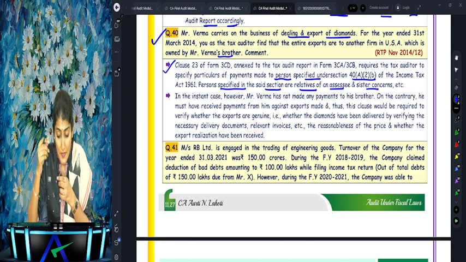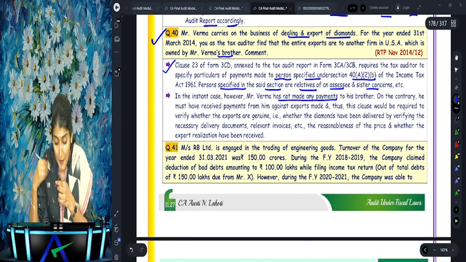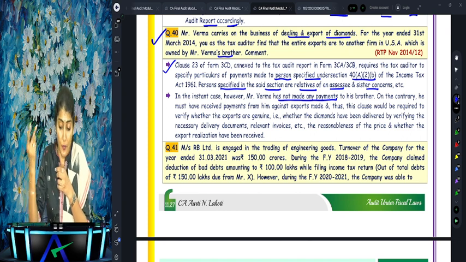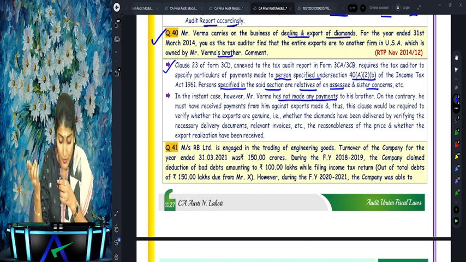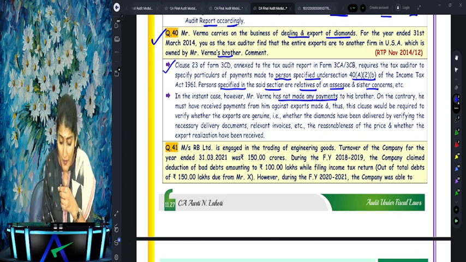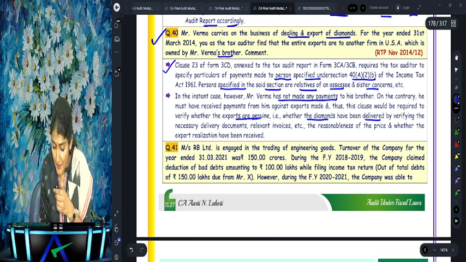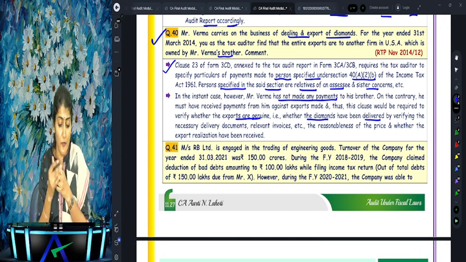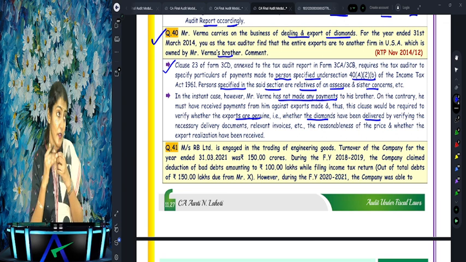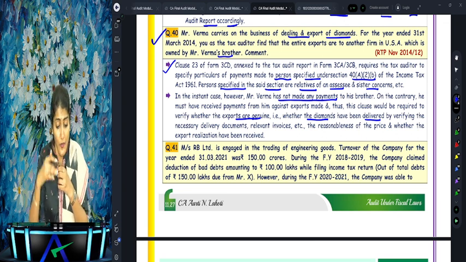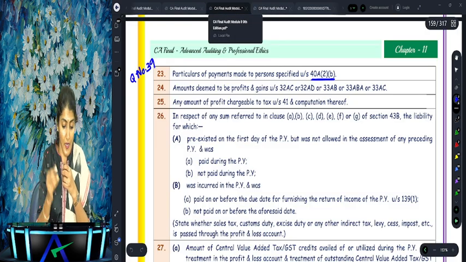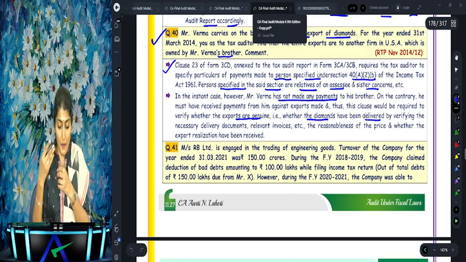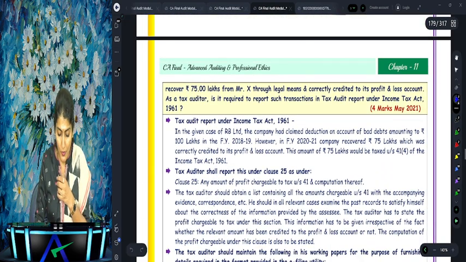In the given case, Mr. Verma has not made any payments to his brother. On the contrary, he must have received the payments from him against the export made. Thus this clause would be required to verify whether the exports are genuine, whether the diamonds have been delivered, by verifying the necessary delivery documents, relevant invoices, the reasonableness of the price, and whether the export realization has been received. But is it a payment to a specified person? No, it is a receipt from a specified person. So question number 39 and also question number 40 are about payments to specified persons. Are you able to follow this, everyone?